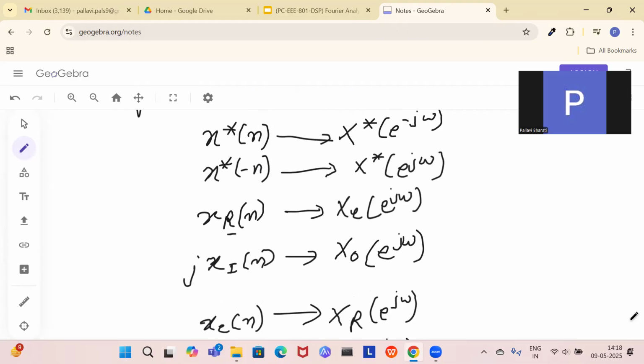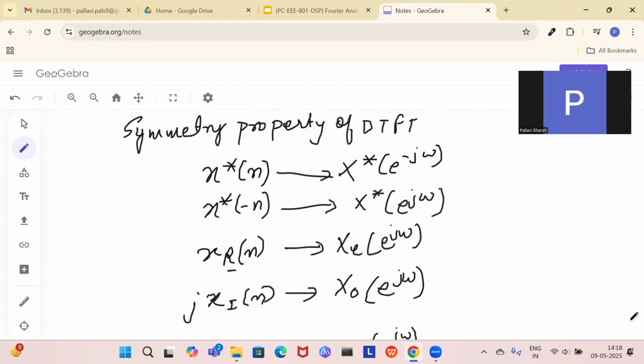And in the case of conjugation, if you take the conjugation of the signal, you are going to get the conjugate of the signal even in the Fourier transform portion. Now, here you can see one important thing: when you are taking x star n, it is x star e to the power of minus j omega. So first, this plus j omega will be changing to minus, and then for the full thing you will again take the conjugate. And in this case, since it was minus n, this omega was changed to the opposite of whatever it was, plus or minus, and then again you will take the conjugate. So this is all about the symmetry property.